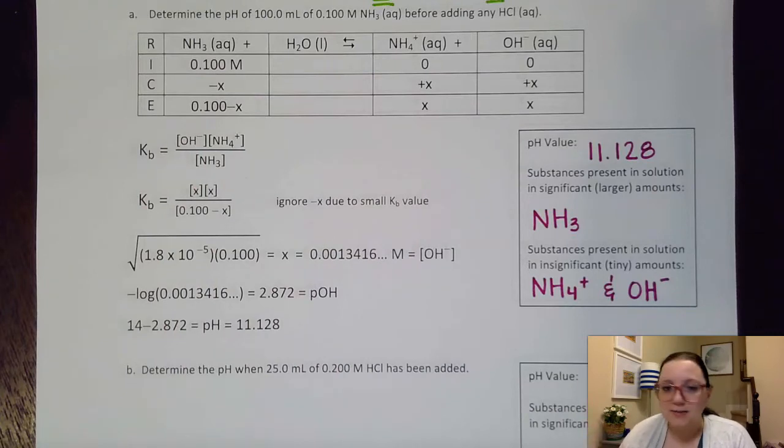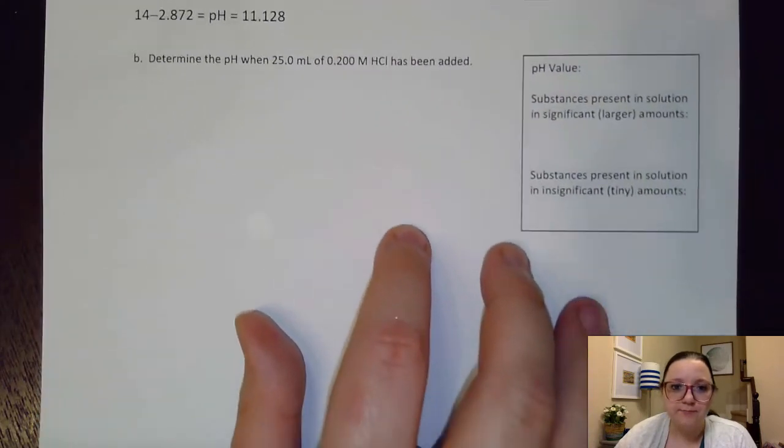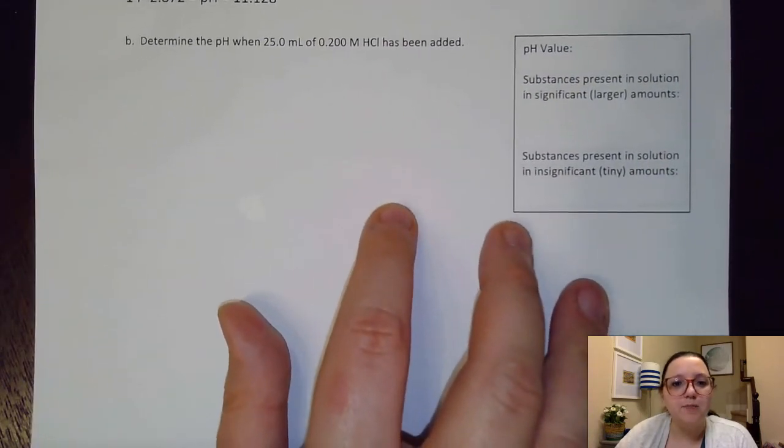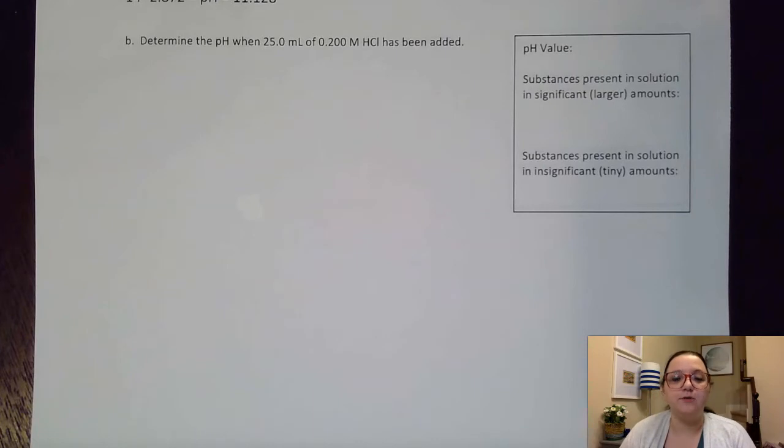All right, our next calculation. We'd want to determine the pH when 25 milliliters of 0.2 molar HCl has been added. So here's where we're starting to titrate our substances together. I'm starting to put the HCl into my ammonia. And so the first thing I need to do in my NDSE setup is get my net ionic equation.